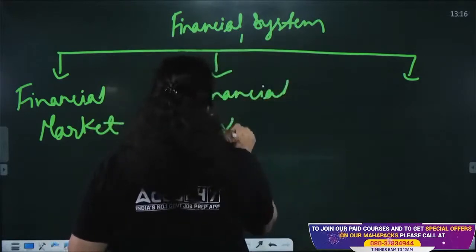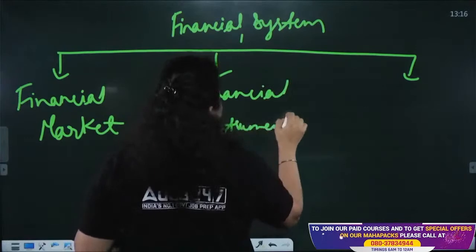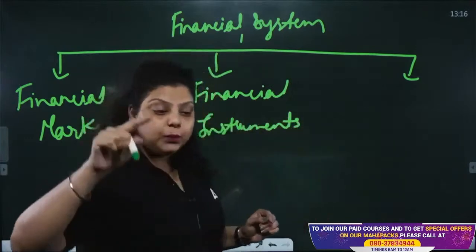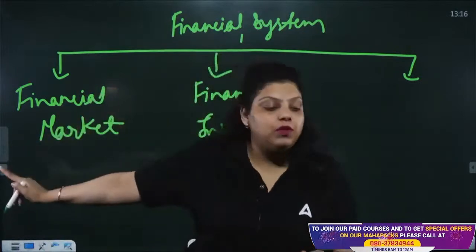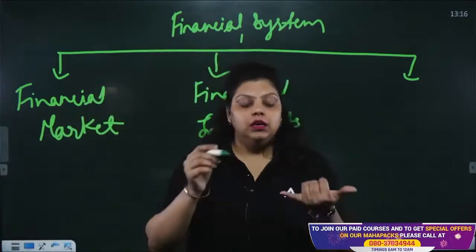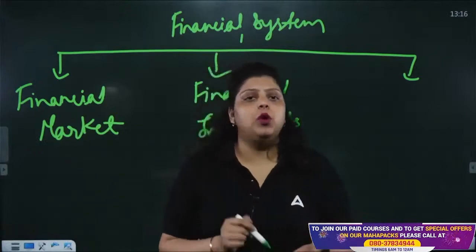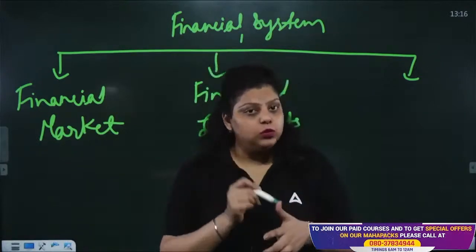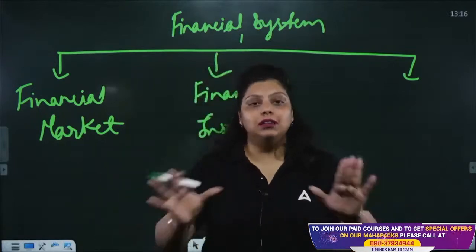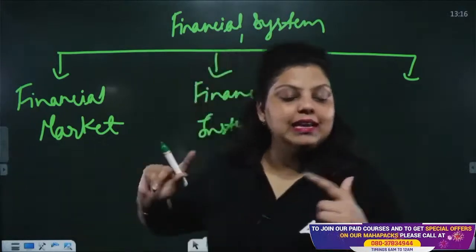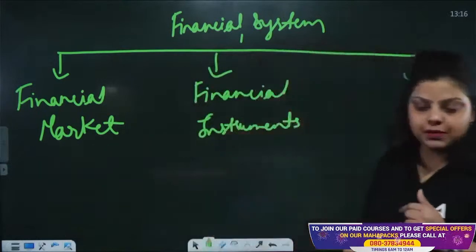Now the second is financial instruments. Financial instruments are those instruments which help you to raise funds. These instruments are used in the financial market to raise your funds. For example, you can have shares, bonds, debentures, call money, notice money, term money, certificates of deposit, mutual funds, etc. All these are financial instruments. By selling and purchasing them, you will be able to raise capital from the market.